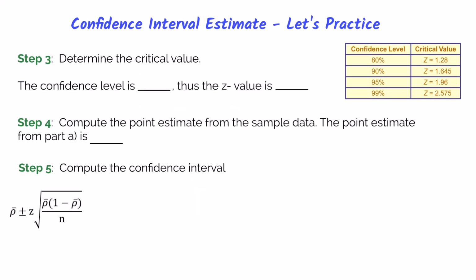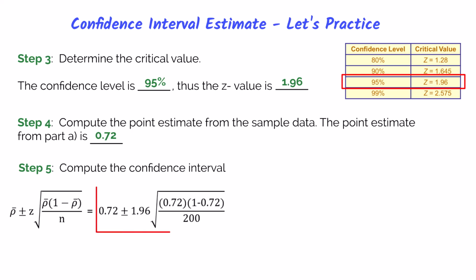Now in step 3, we need to find the critical value. So the confidence level that you were asked for was 95%. We have seen this several times before, but now looking at the reference table, we know that the z is 1.96. In step 4, we'll just bring over our sample proportion from part A of 0.75. So we'll go ahead and plug in the different variables into the formula.